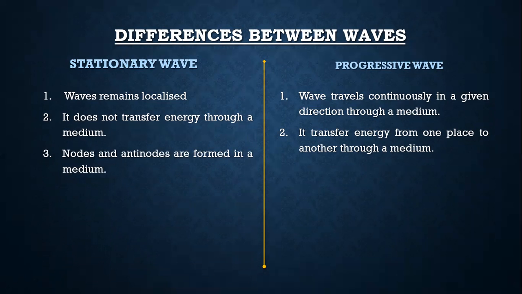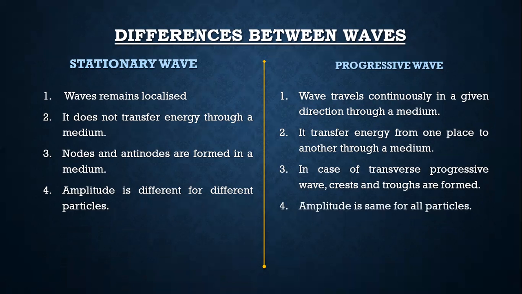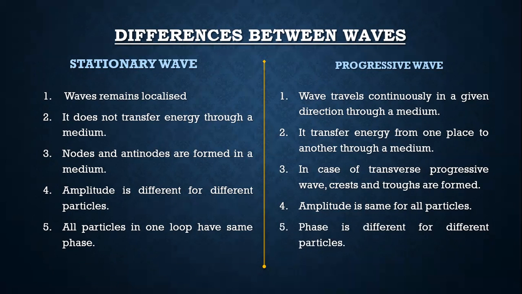Nodes and antinodes are formed in a medium. In case of stationary wave, nodes and antinodes are there. In case of a transverse progressive wave, it has crest and trough. When we talk about a longitudinal progressive wave, it has compression and rarefaction. Amplitude is different for different particles in a stationary wave. In a progressive wave, amplitude is the same for all the particles. All particles in one loop have the same phase in a stationary wave. In a progressive wave, the phase is different for different particles.